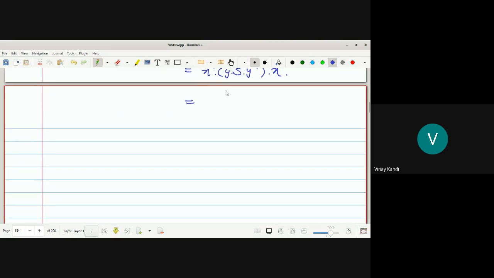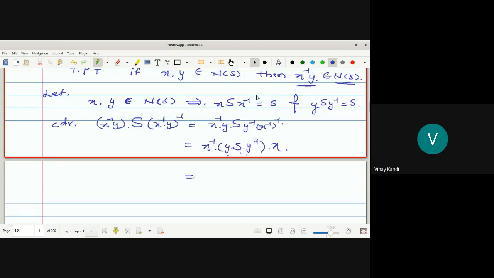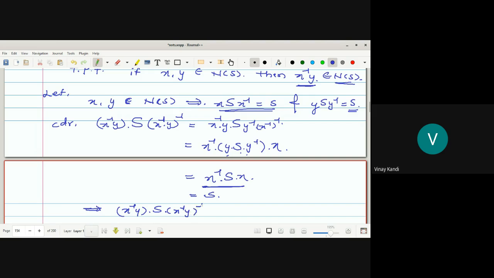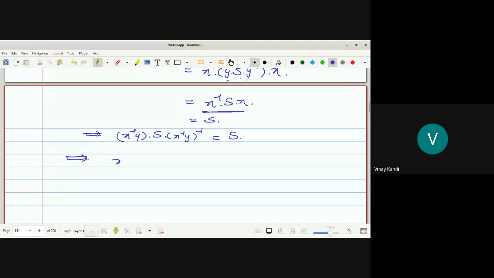So this implies, now what is y S y inverse? Capital S. Now putting the value of this one, x inverse S x. Now the value of this one is again S. So this implies x inverse y S (x inverse y) inverse is equal to capital S. So this implies x inverse y belongs to, now this element satisfies the condition, so this element belongs to the normalizer of S.